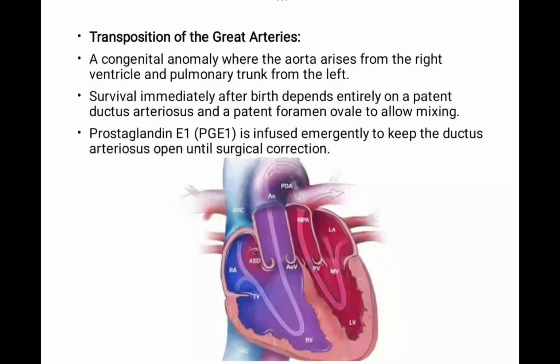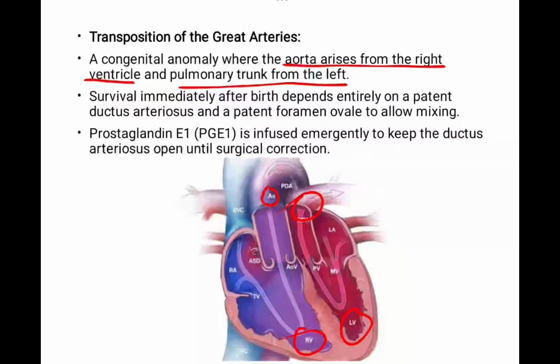So we now have the transposition of the great arteries. It's a congenital anomaly where the aorta arises from the right ventricle, which should not be so, and the pulmonary trunk arises from the left ventricle. There is a switching of their positions.